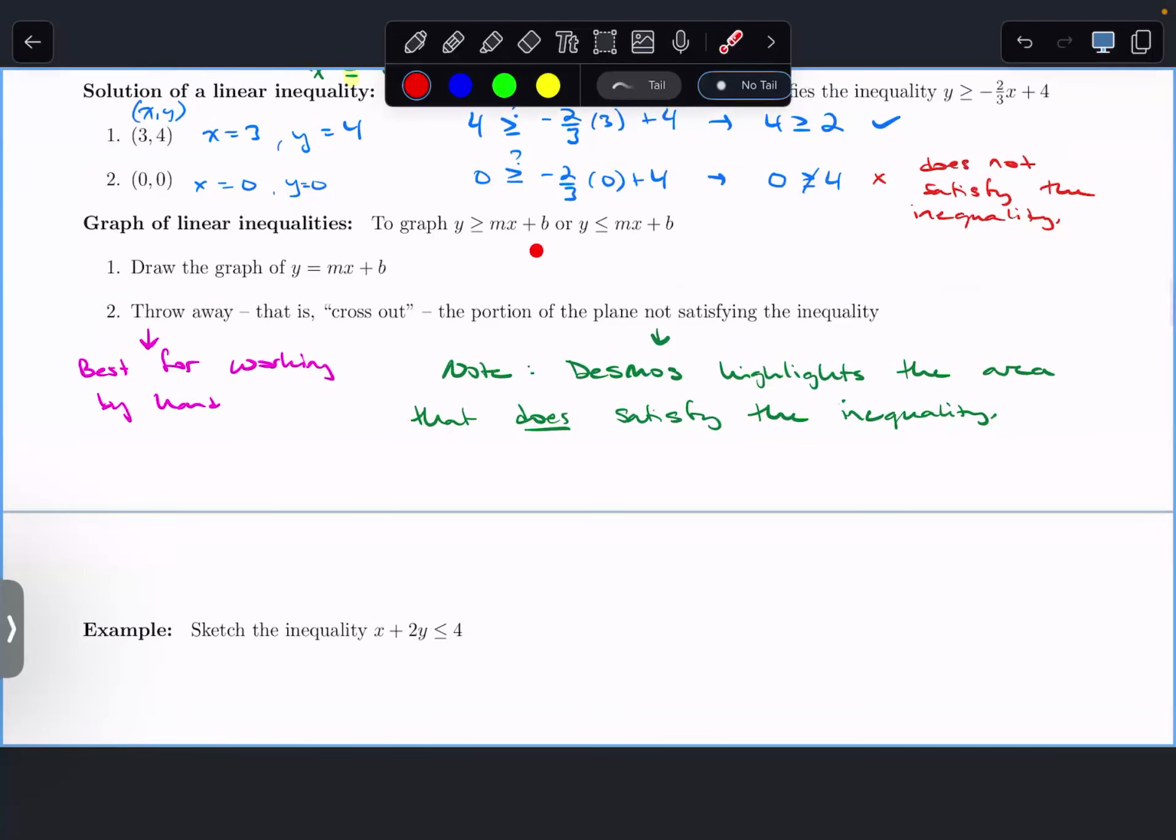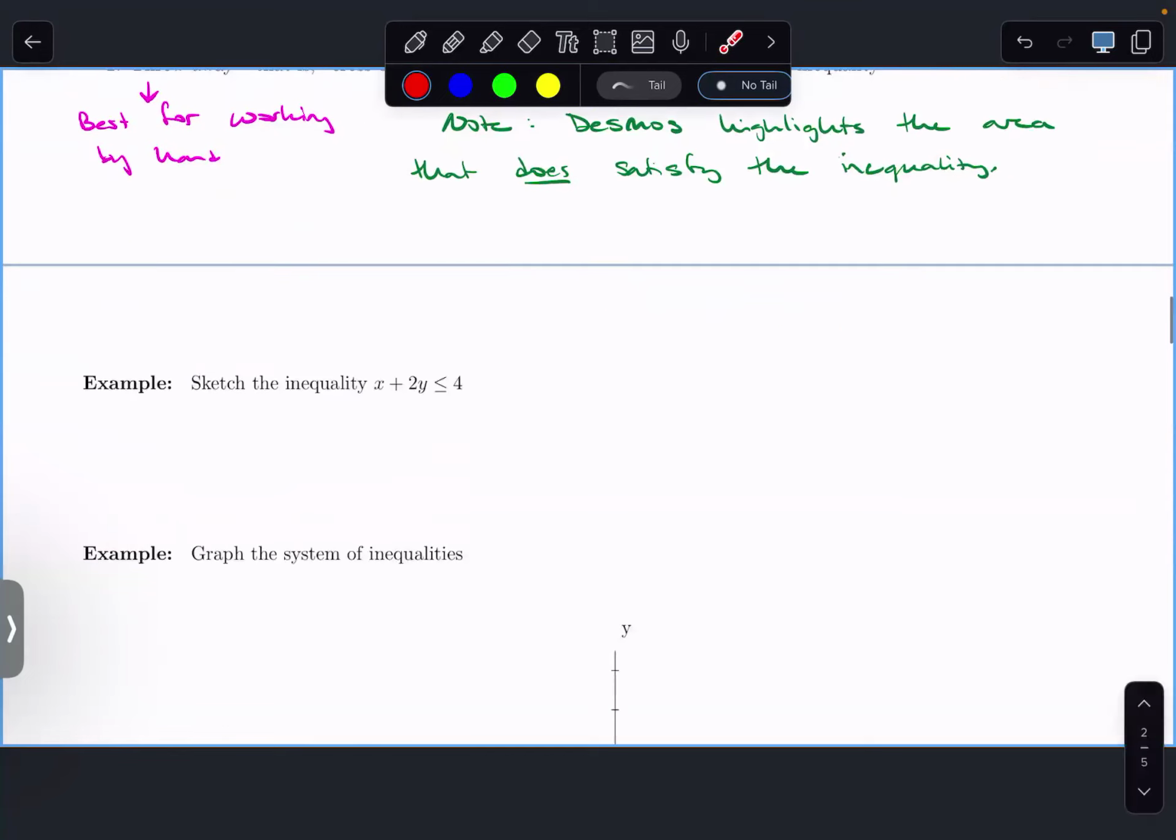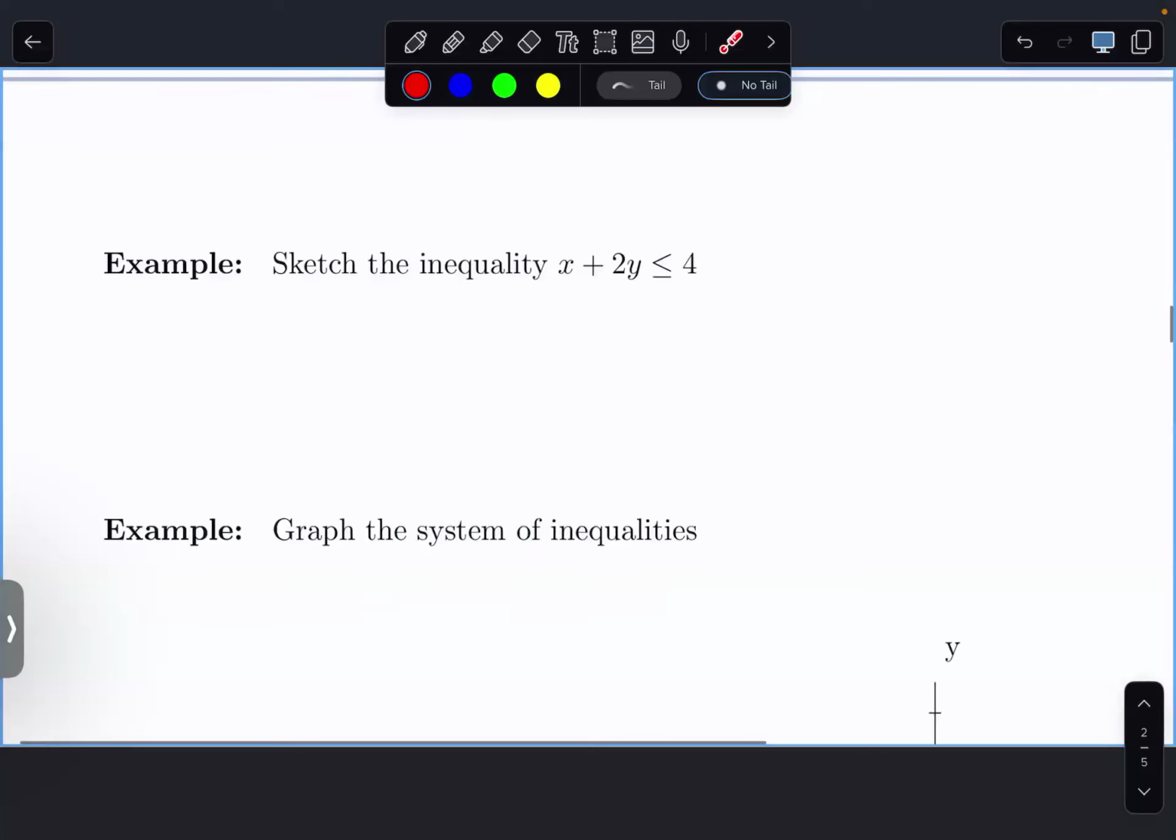So again, to graph a linear inequality, first treat it like a line. Draw the line, and then figure out on which side of the line this inequality is true, right? That whole region is part of your solution, the opposite side is not. And so we're just going to sketch this inequality: x plus 2y is less than or equal to 4.